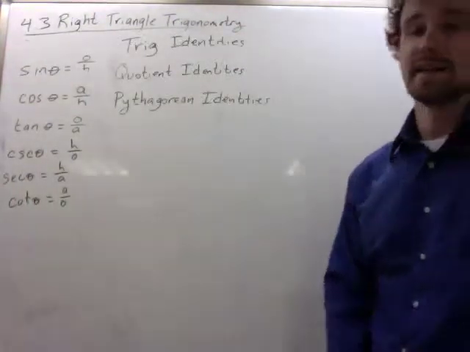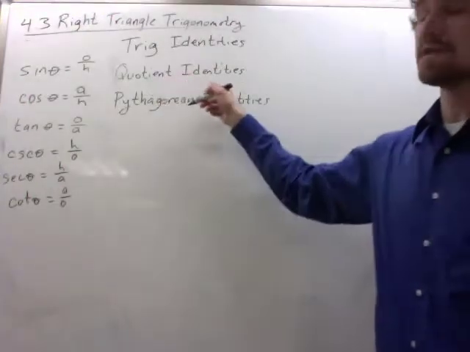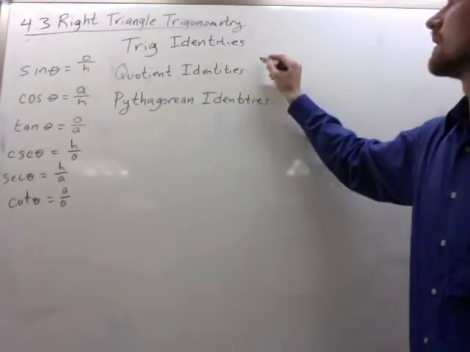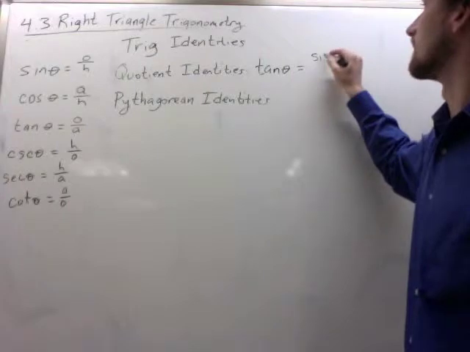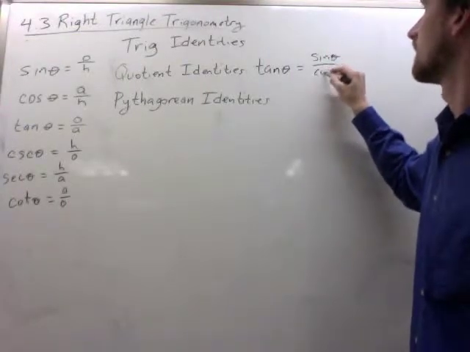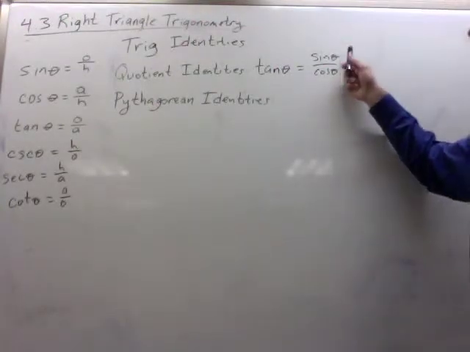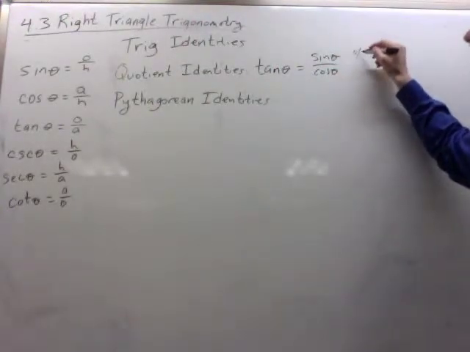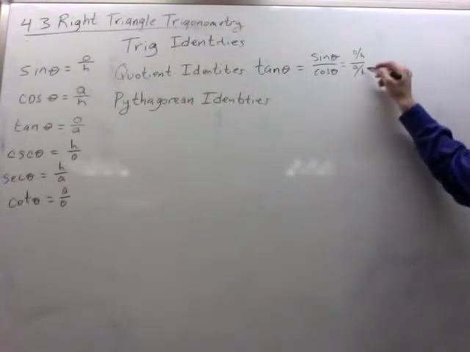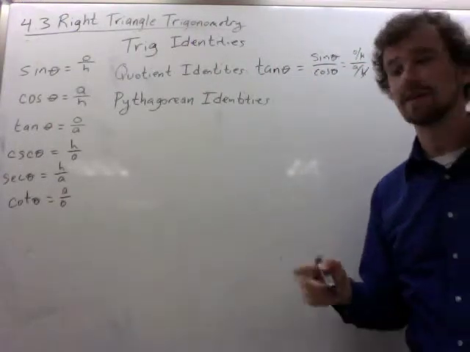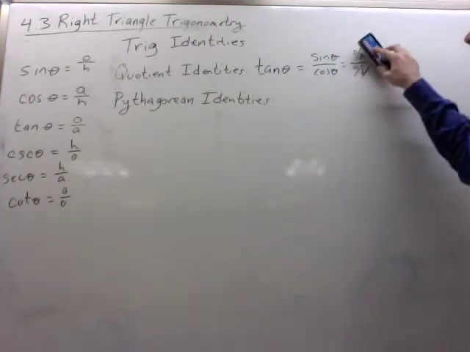There are a few identities that we can use to relate trigonometric functions to one another. There are two that are called quotient identities. The first is that the tangent of an angle is equal to the sine over the cosine. Right? Sine is opposite over hypotenuse, and cosine is adjacent over hypotenuse. So if you look at that, the hypotenuses cancel out, and you're left with just opposite over adjacent, which is tangent. So that one works out.